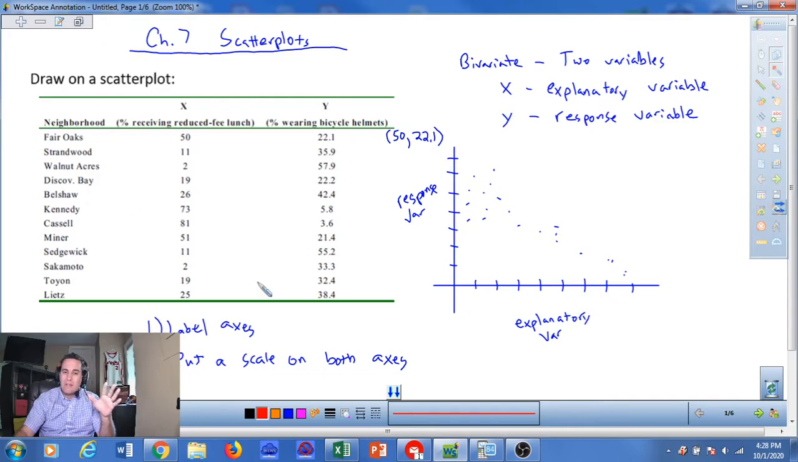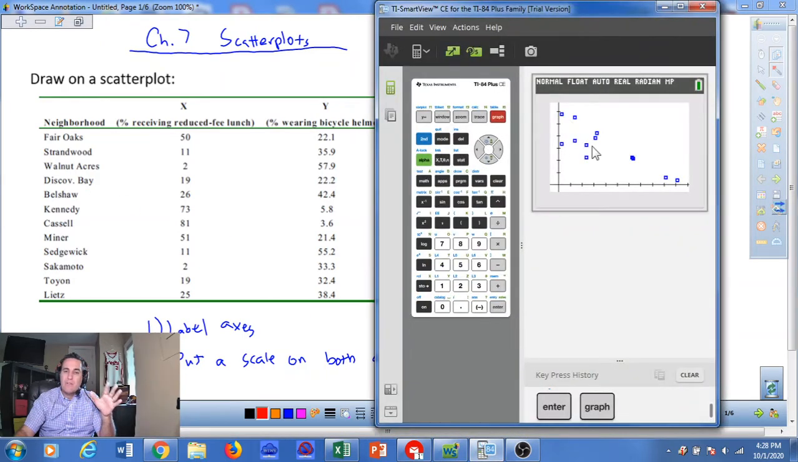Let's look at our data right here. Okay. I just gave you the graph of basically the percent poverty in a neighborhood and the percentage of kids that wear bicycle helmets. And what we found out is that the poorer the neighborhood, the less the kids wore bicycle helmets. Okay, that's what we found out. Does that mean that poverty caused them to wear less bicycle helmets? Or could it mean something else out there might have some effect on why they're wearing bicycle helmets or not. That is the moral of the story.